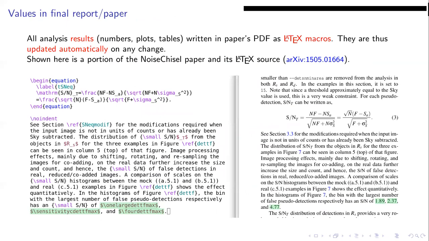So you can write your code comfortably. If you change something in your analysis, you don't have to go searching your paper: where did I use 1.89? Now it's 1.92, or now it's 1.75 or something. You don't have to worry about it anymore. You can comfortably change things.